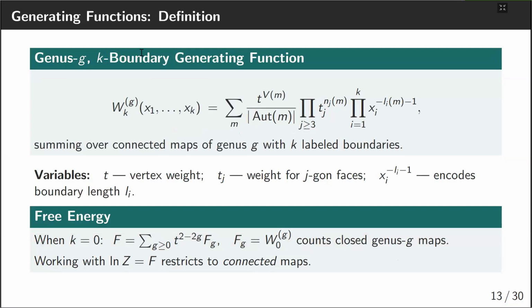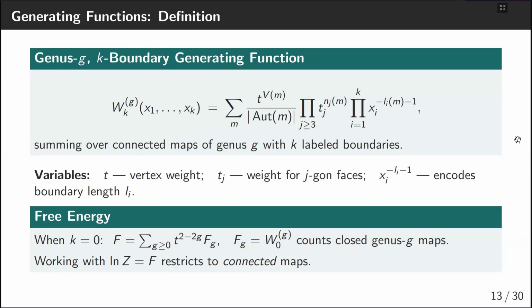Then the genus G, K boundary generating function is expressed like this. We are summing over connected maps of genus G with K labeled boundaries, so we go with the summations over all the boundaries. The variables here are T, the vertex weight, and Tj, the weight for j-gon faces. So we're doing it over the faces.